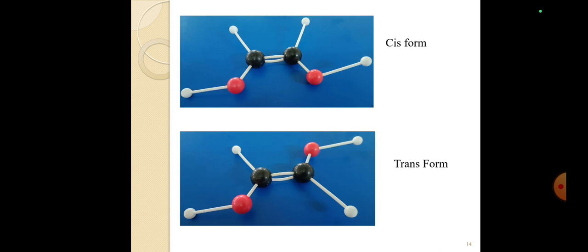Another example I have mentioned here. You can consider this group as OH on the first carbon. Black balls are carbons, white balls are hydrogens, and red is oxygen, OH. So in the cis form, both the OH groups are on one side of the double bond, and here both OH groups are opposite to each other, that is the trans form.